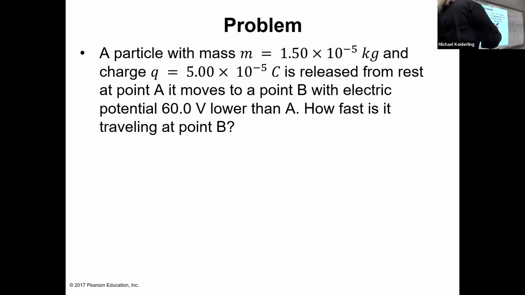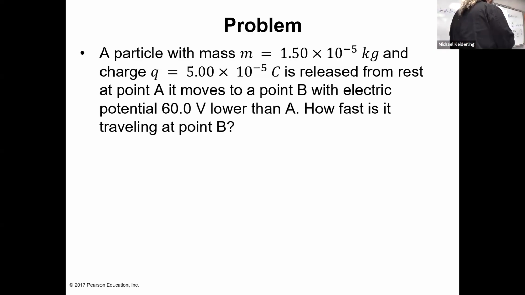So if you have a particle with mass m of 1.5 times 10 to the minus 5 kilograms and charge q of 5 times 10 to the minus 5 coulombs, and it's released from rest at a point A, and it moves to a point B where the electric potential is 60 volts lower than point A, how fast will it be traveling at point B?